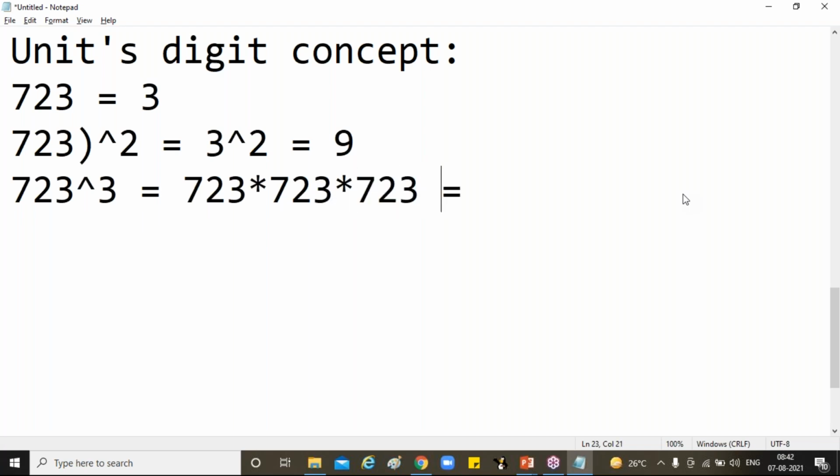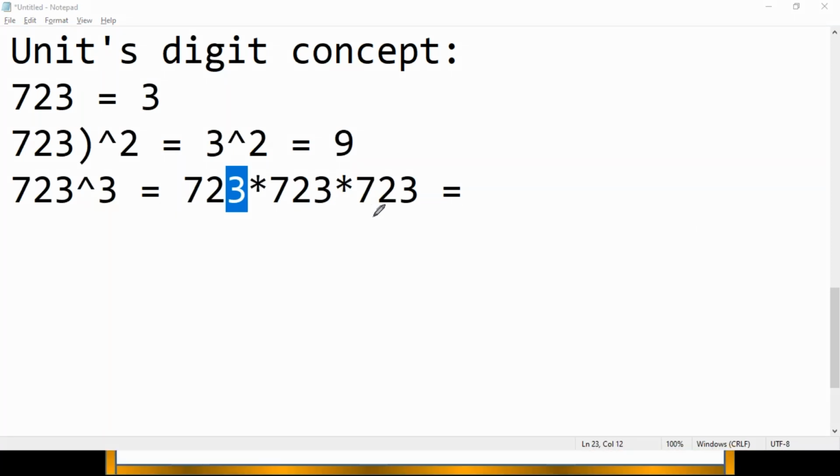What is the last digit of the given expression? It depends on this 3 into this 3 into this 3. So what is the value of 3 into 3? 9. 9 into 3? 27. Nothing but 7 is the last digit of the given expression.